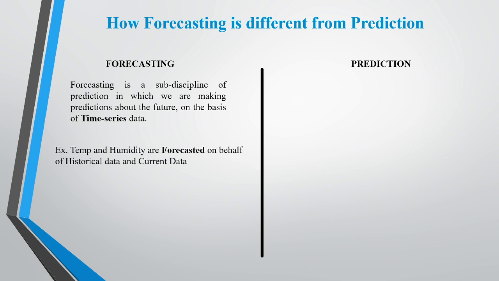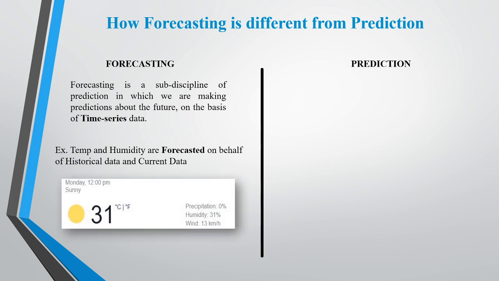Example: temperature and humidity are forecasted on the basis of historical data and current data. See this, current data is 31, and we want to find the next week's data. In my previous slide I showed you that if I go to Google and write the temperature today, it also tells me the temperature for the coming days. When we are talking about next days, it is in terms of time. So whenever your prediction is in the form of time, it will be called forecasting.